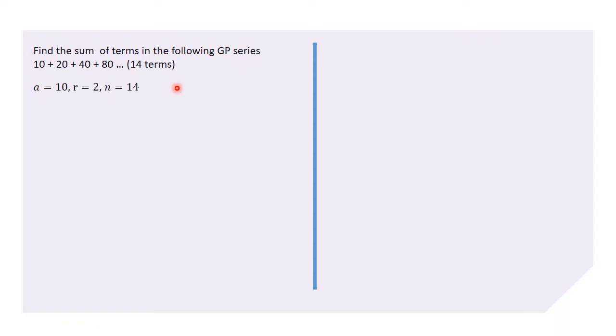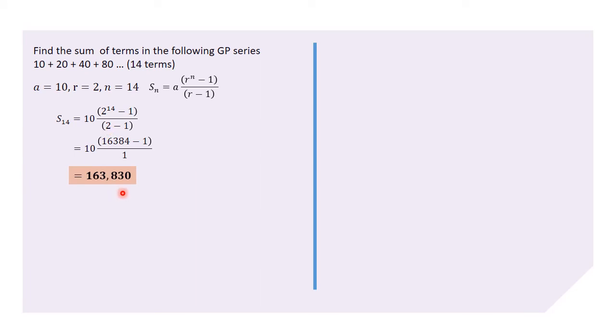So we need to identify the first term, common ratio, and number of terms. A is 10, R is 2, N is 14. Now we use the formula where the value of R is greater than 1, and this is the formula here. Putting the values in the formula, we have 10 for A, 2 for R, and 14 for N. Simplify, and you'll get 163,830 as your answer.